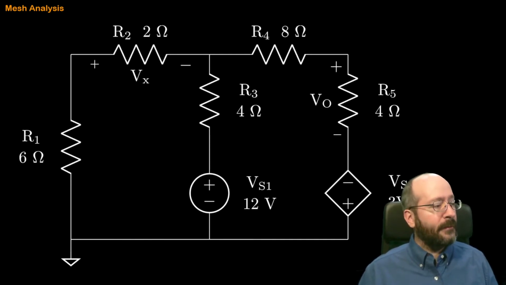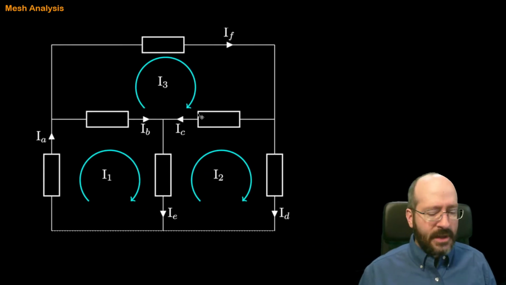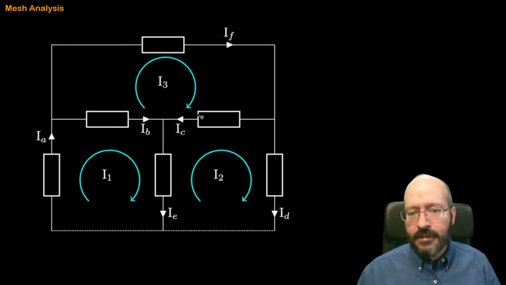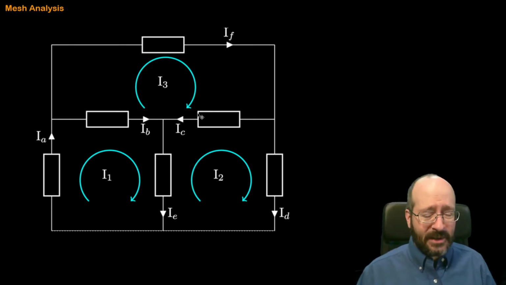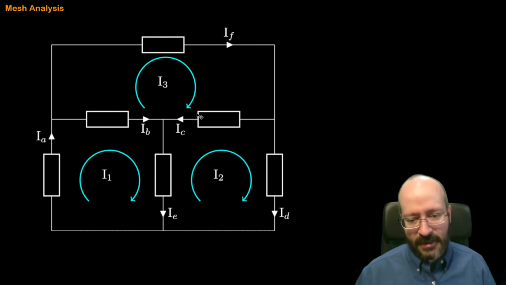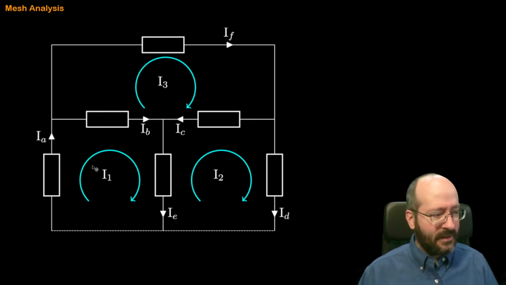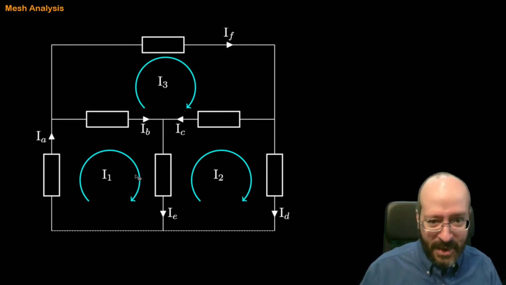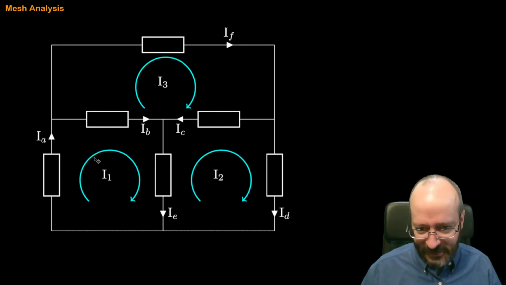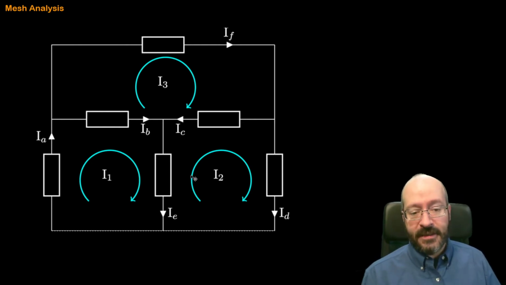Let's get rid of this one, maybe get rid of that one, and let me grab this. The unknowns that we're going to find in mesh analysis are mesh currents. So the first thing we need to do is identify the meshes, and I've done that here for you. I've defined the mesh currents in this light blue.